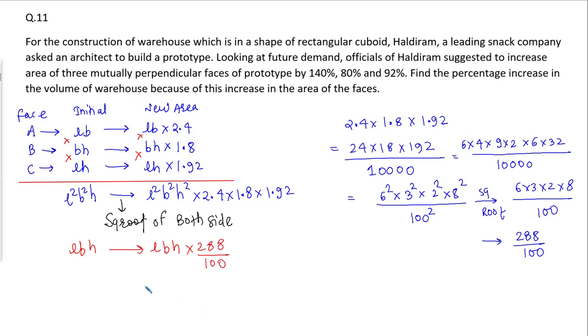So over here we can say that the ratio of initial volume to new volume is 100 is to 288. We need to find the percentage increase. The percentage increase is how much? 188 is the increase on 100, into 100. That is equal to the percentage increase in the volume of the warehouse, which is 188%. This is how we can solve this.